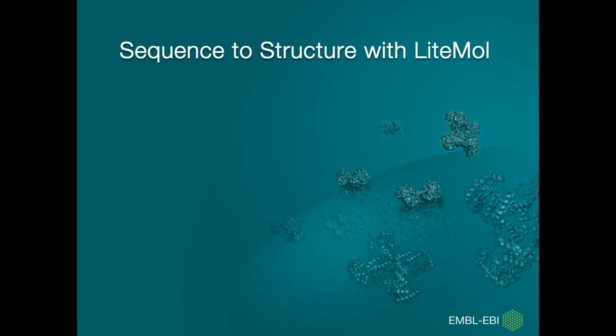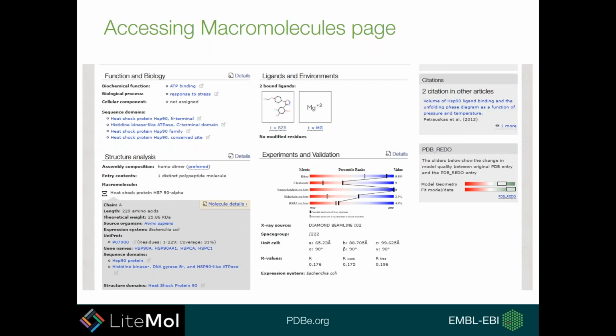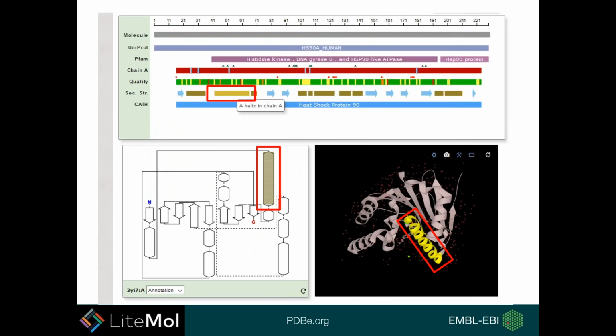You can view all sequence annotation interactively along with the structure at the PDBe using Litemol. So if you want to access the pages for a specific macromolecule, if you navigate to the entry page and move down to the structure analysis section at the bottom left, there will be information for a specific macromolecule in that entry. If you click on the molecule details, this will then link out to our sequence to structure page. And this gives you three views.